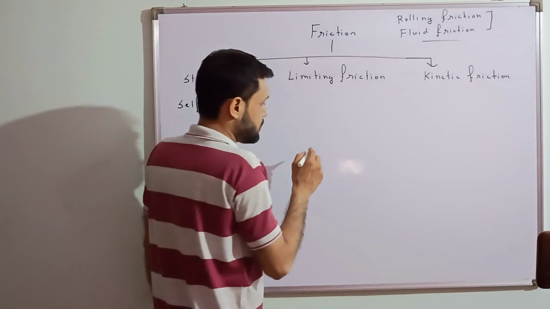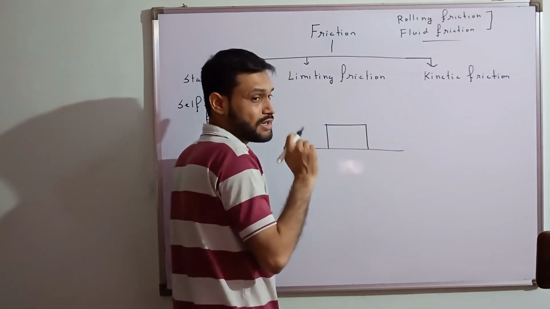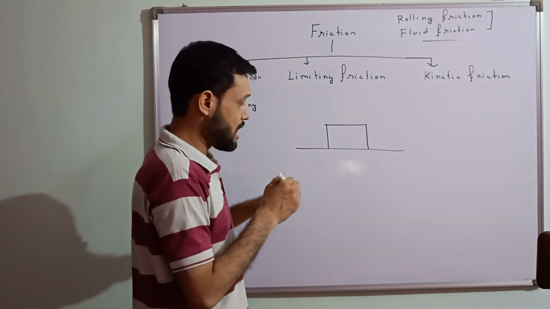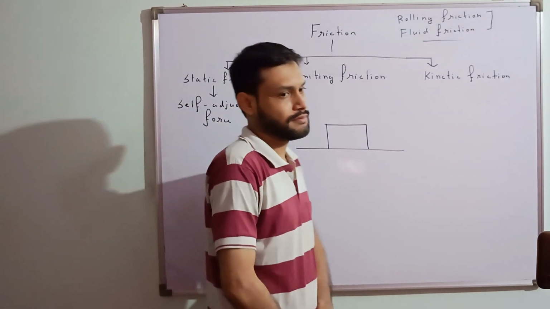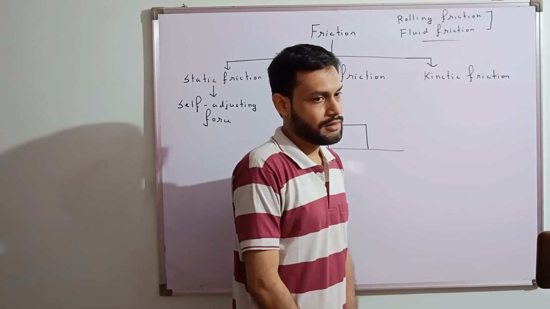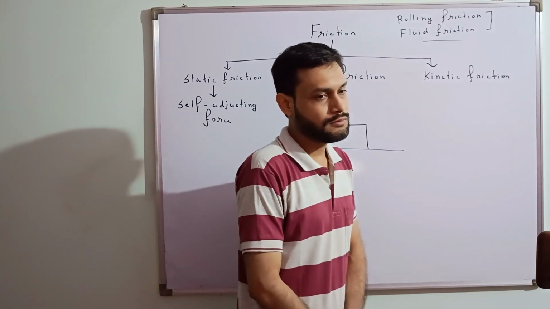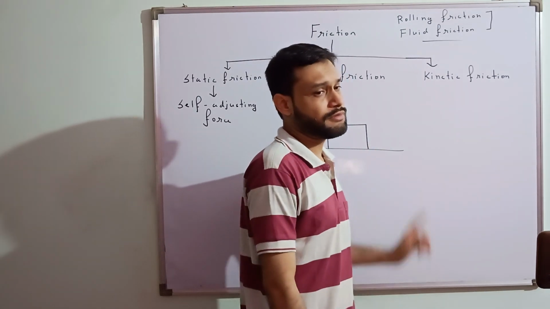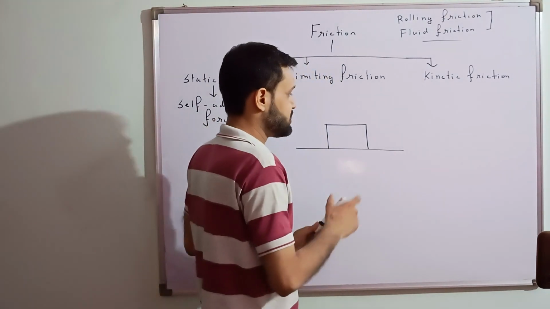Now, self-adjusting force, what does this mean? This means that if an object is kept over here, and I am not applying any force on it and it is at rest, what is the value of the friction force on it? It is equal to the external force. Right now I am not applying any force, so the value of friction is 0.